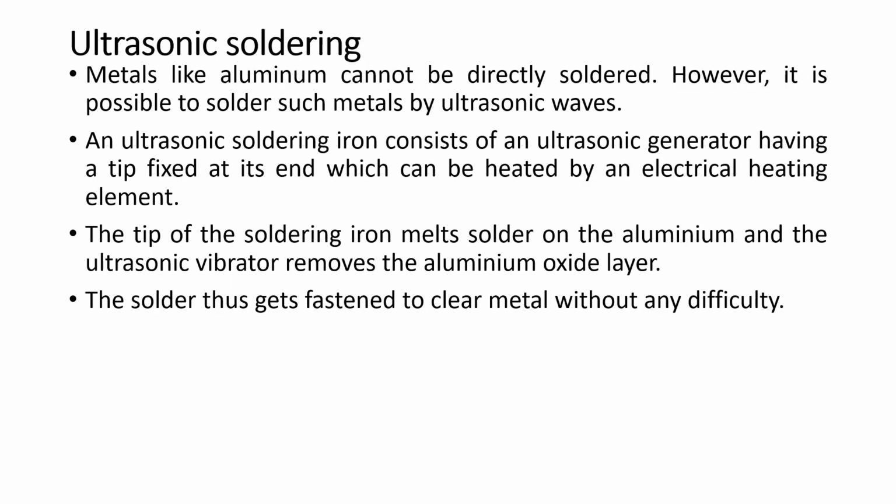Ultrasonic soldering is also possible for metals like aluminum where direct soldering is not possible. An ultrasonic soldering iron consists of an ultrasonic generator which has a tip at its end. This tip can be heated by an electrical heating element. The tip of the soldering iron melts the solder on aluminium and the ultrasonic vibrator removes the aluminium oxide layer. The solder thus gets fastened to clear metal without any difficulty.